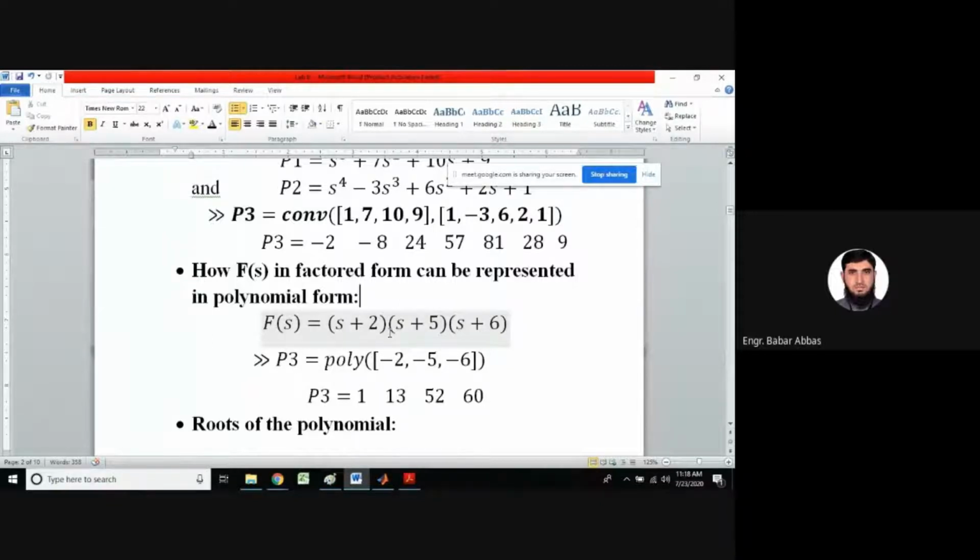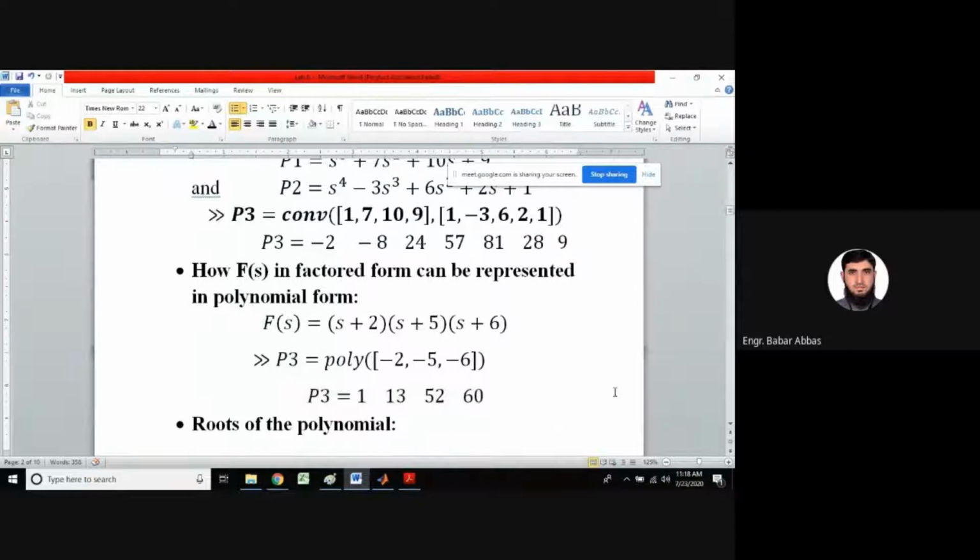So we will use the command poly, left parenthesis followed by left square bracket, minus 2 for s plus 2, minus 5 for s plus 5, and minus 6 for s plus 6 polynomial, and that will be equal to 1, 13, 52, 60.